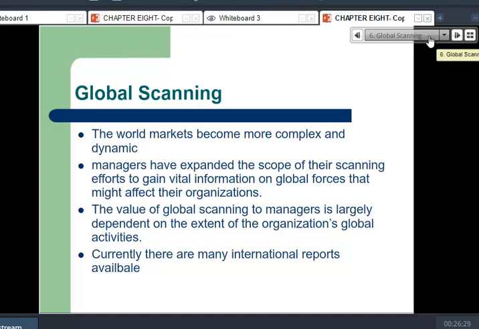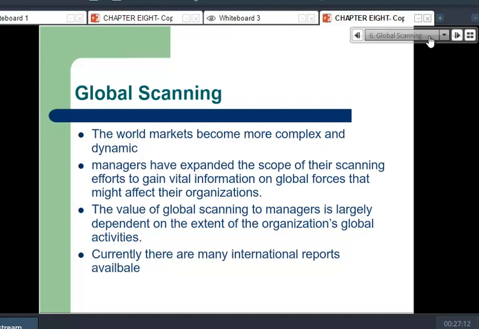Global scanning. The world market has become more complex and dynamic. The world outside the company is changing rapidly. So managers have expanded the scope of their scanning efforts to gain vital information on the global forces that might affect their organizations. Managers always try to expand their scanning efforts to get vital information on competitor intelligence.